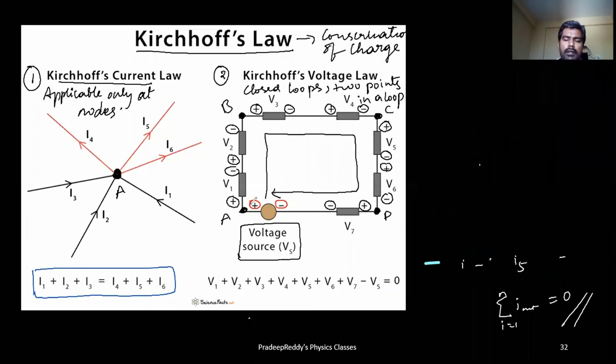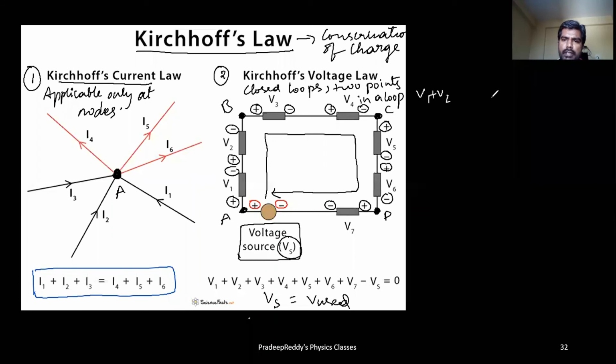Now check it up. Here, what is our total voltage supplied? Total voltage supplied is V5. Right, I am considering it as V, not V5, it is Vs. This is Vs. That is the voltage supplied. Voltage supplied is equal to voltage used, or you can write it as voltage dropped. Voltage dropped is V1 here, V2 here, V3, V4, V5, V6 and V7. So literally I can write it as V1 plus V2 plus V3 plus V4 plus V5 plus V6 plus V7 should be equal to voltage of the source.